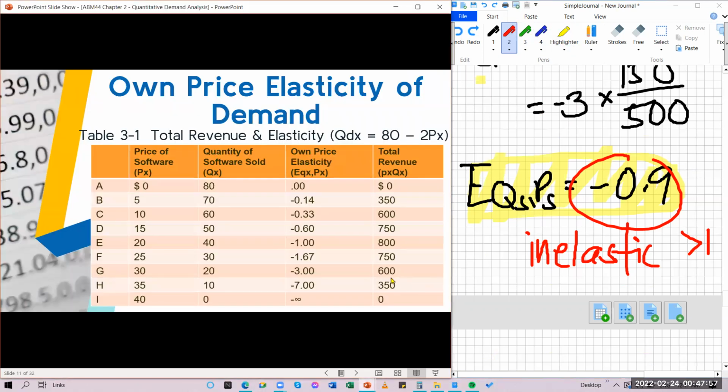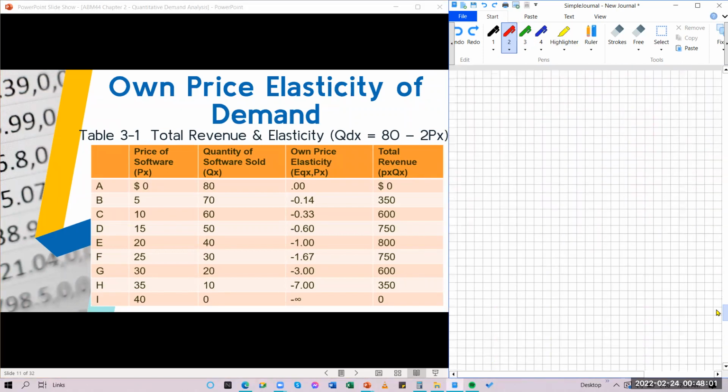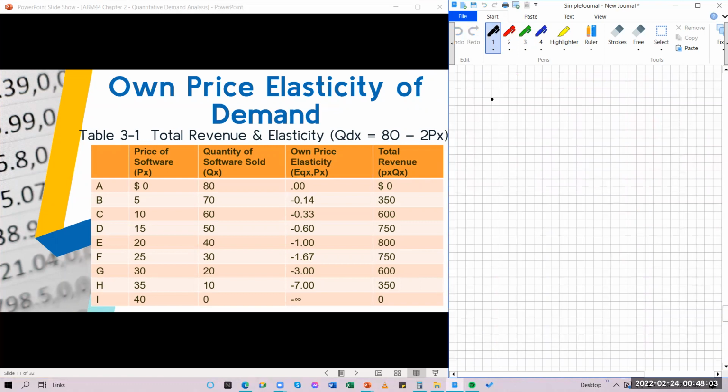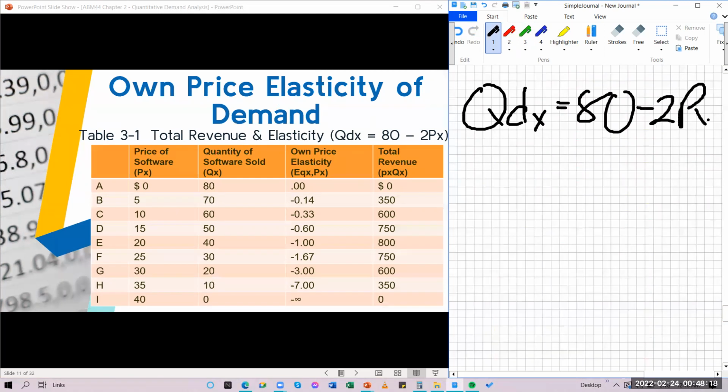So let's look at this table. Let's solve this table too. This is something you can do on your own, guys. We have the total revenue and elasticity, table 3.1. First, we have this equation given: QDX equals 80 less 2PX. We will be calculating our own price elasticity of demand.